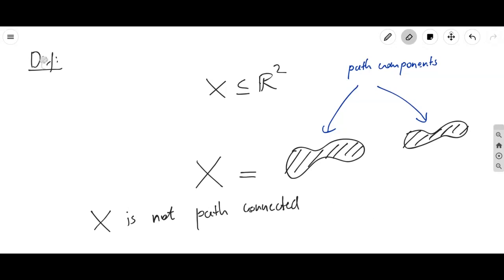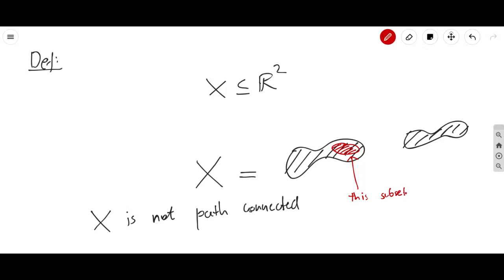Now, before we write down this definition, let's just look at this picture. Let's say we were to draw the following region. Maybe I should use a different color, which is easier to see. Let's say we were to draw this region. If you look at this picture, this subset of X is path connected, but it is not a path component.